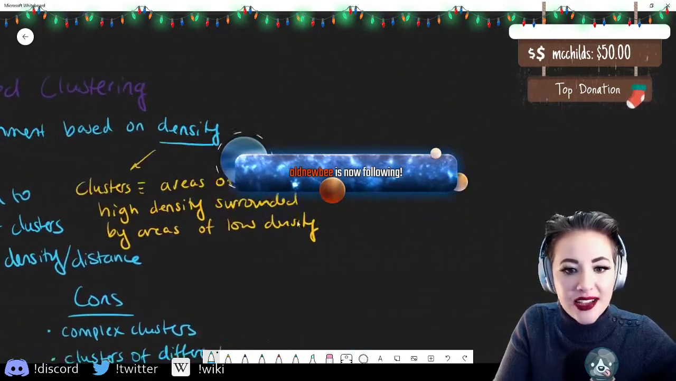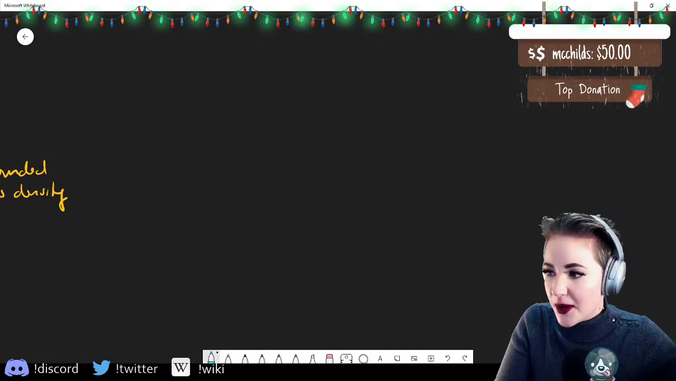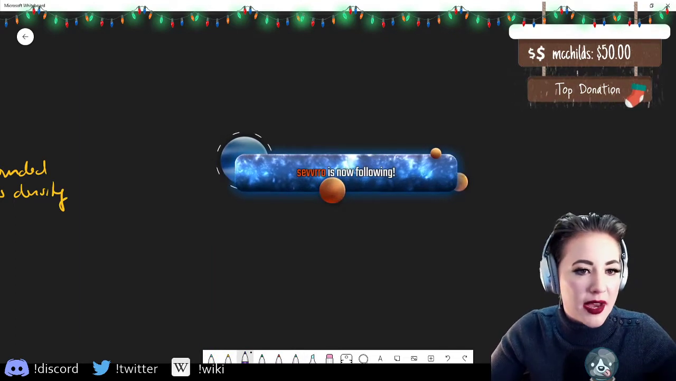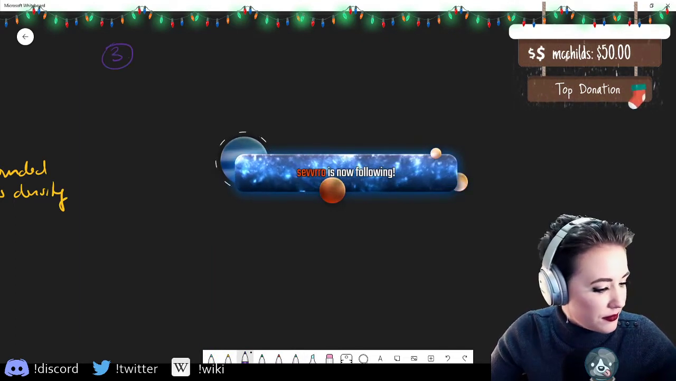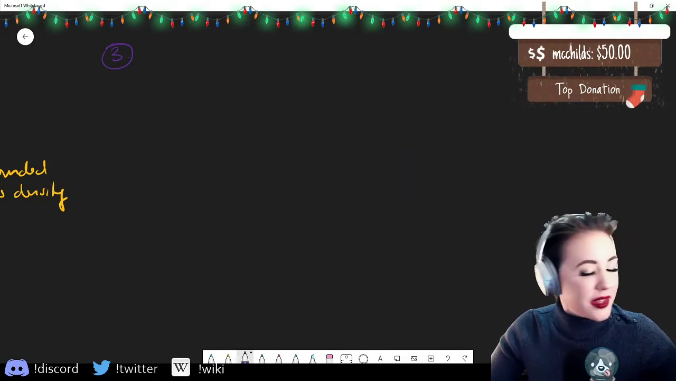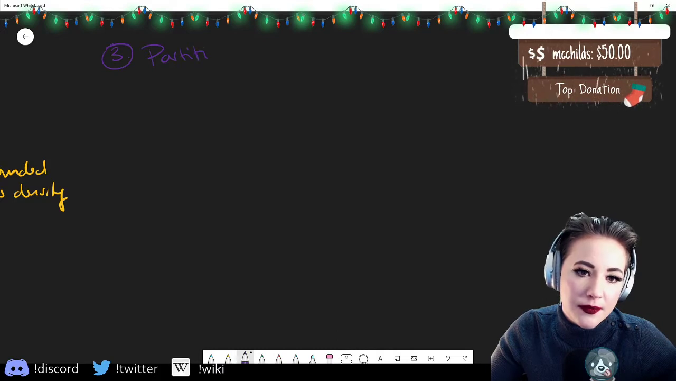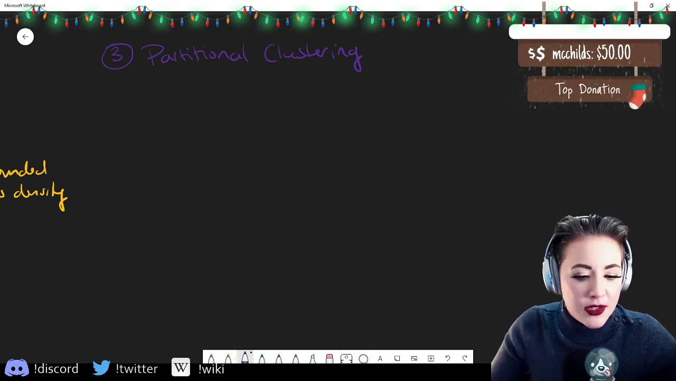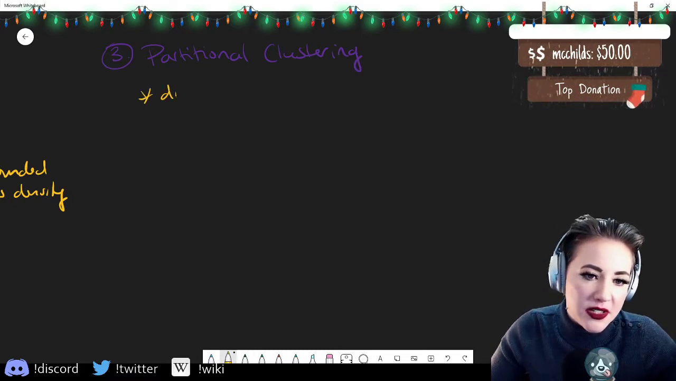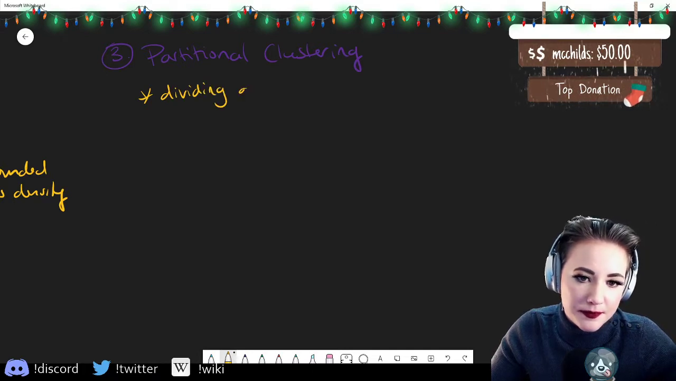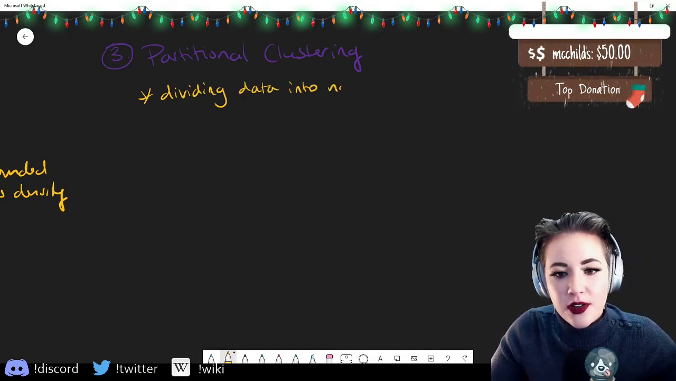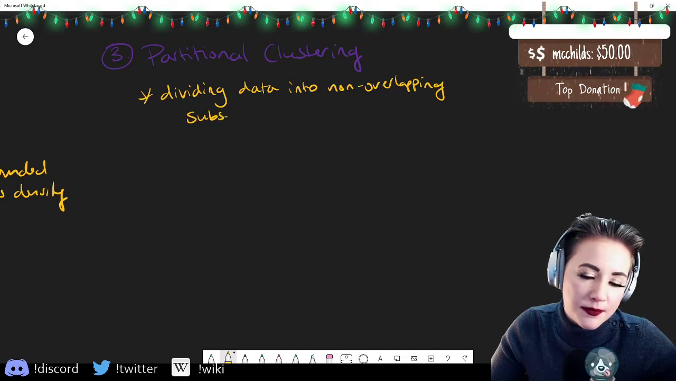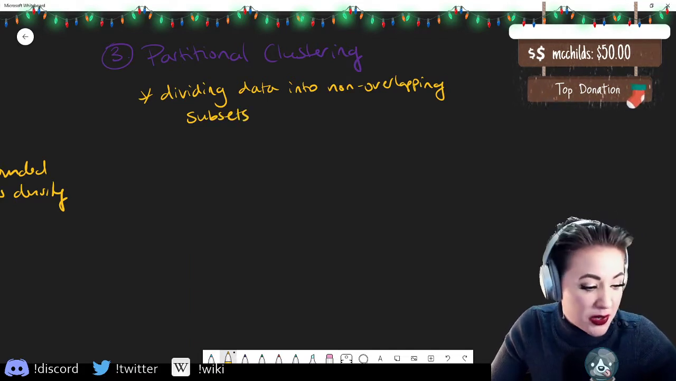Okay, the last kind of clustering that we're gonna talk about. And these names, you might hear other names for them. This is just one way that we can talk about clusters. Severo, thank you for following, is partitional clustering. Okay? And so here, what we're doing is we're dividing the data up into non-overlapping subsets, okay? So one data point cannot have membership in more than one cluster.